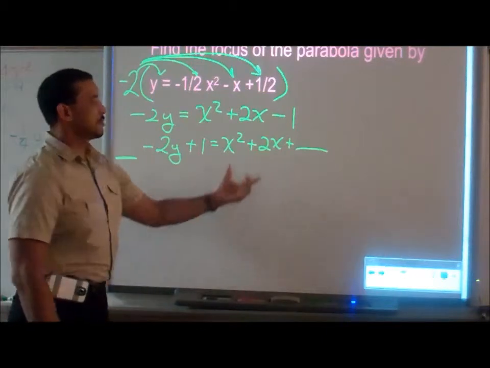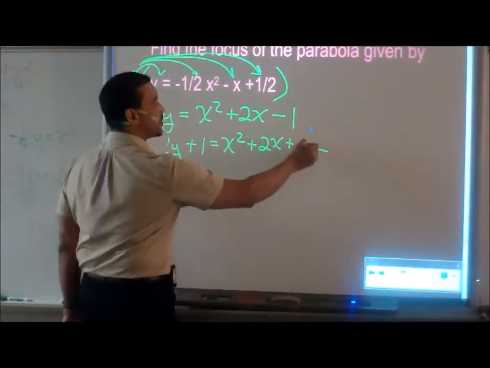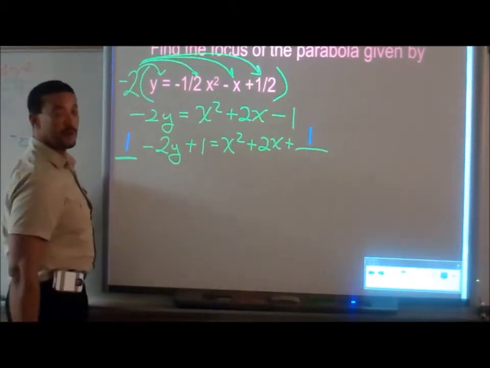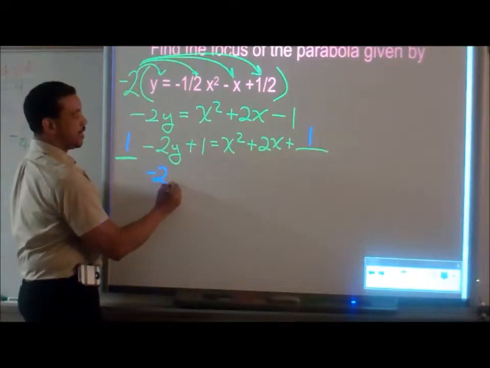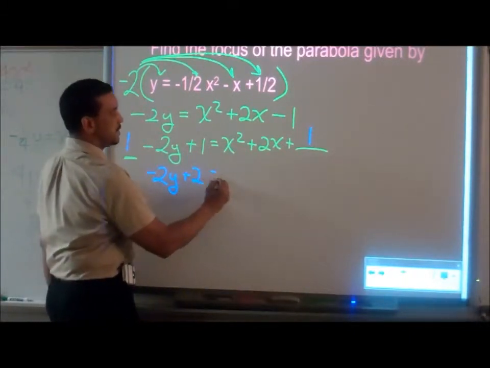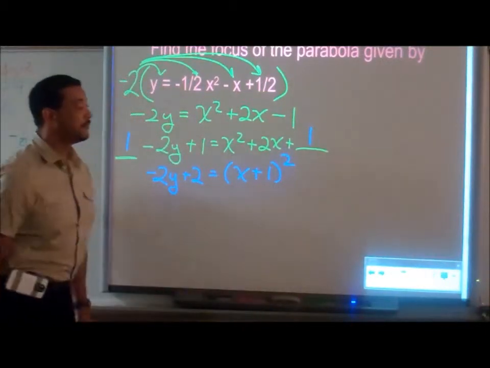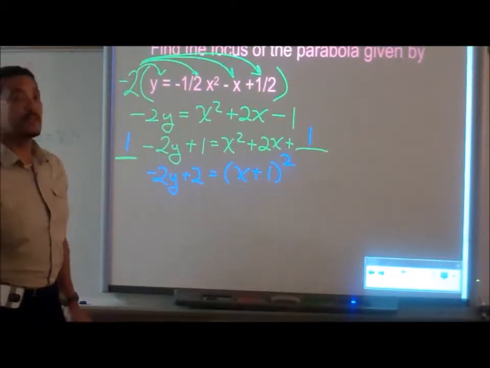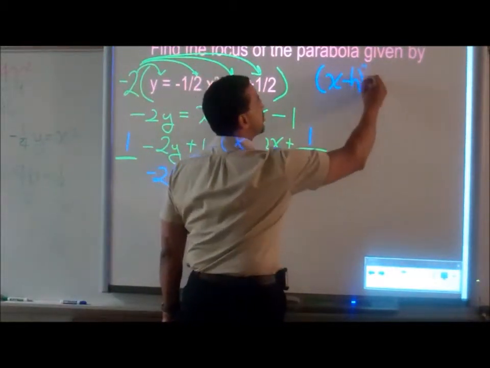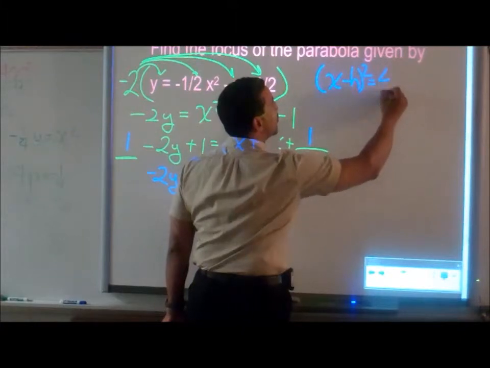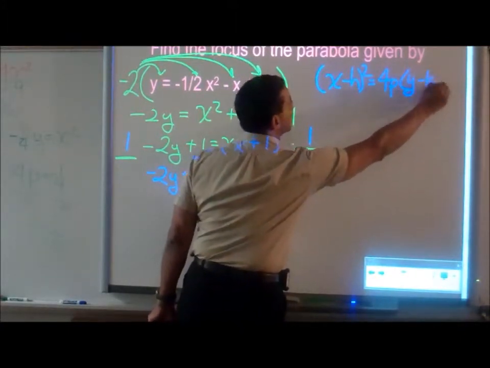Now when we're completing the square, we're going to half it, square it. Half of 2 is 1, 1 squared is still 1. Put those in both of our blanks. Simplify this part, you get -2y plus 2 is equal to x plus 1 squared. Now what we're trying to get this to look like is our general equation: x minus h squared equals 4p times y minus k.